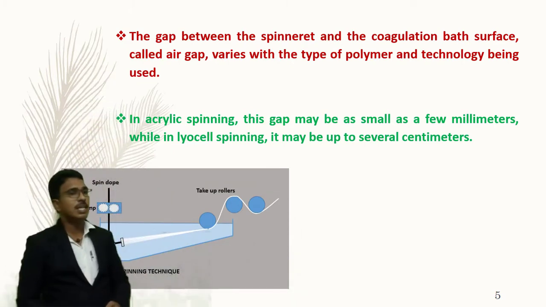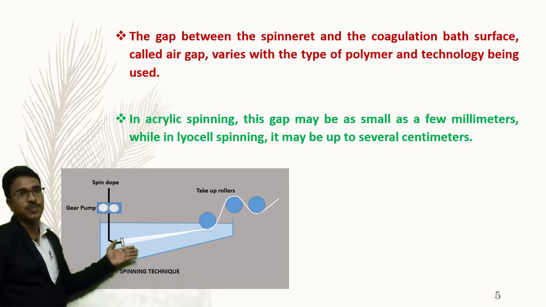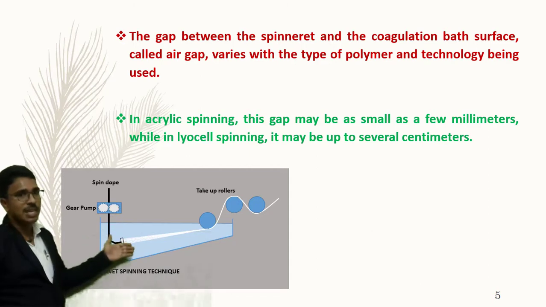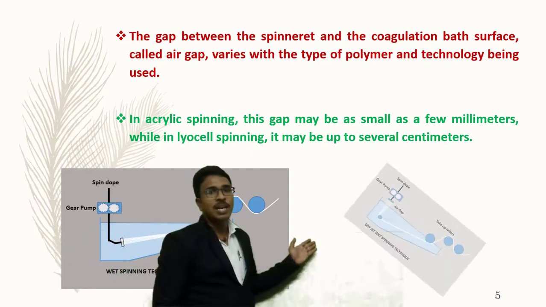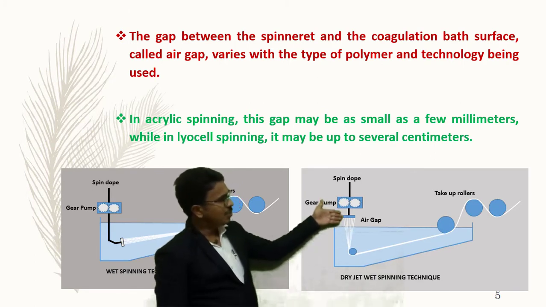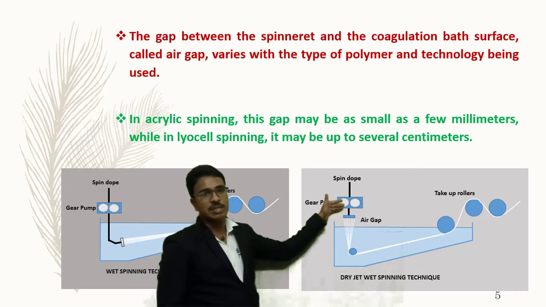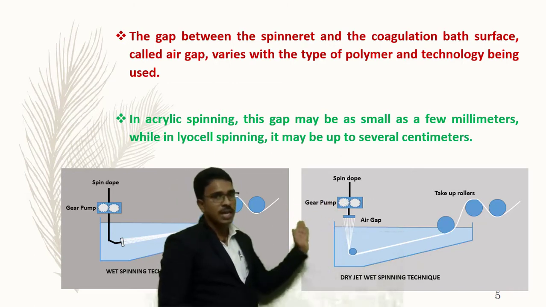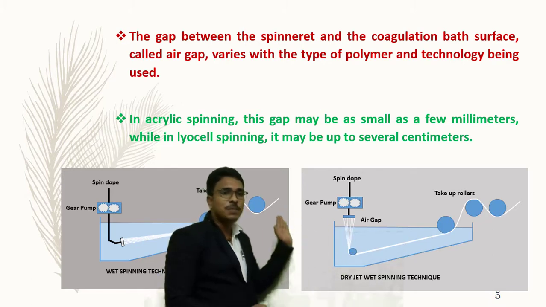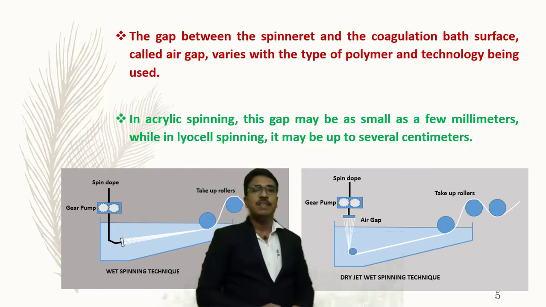Now you can see clearly, which again I am explaining to you, this is the wet spinning process. This is the wet spinning technology. You can see here the spinneret is kept inside the coagulation bath. Whereas in the case of dry jet wet spinning, the spinneret is not placed inside the coagulation bath. Instead, it's just placed above the coagulation bath. So if you observe these two diagrams carefully, you can easily understand the difference between wet spinning technology and dry jet wet spinning technology.